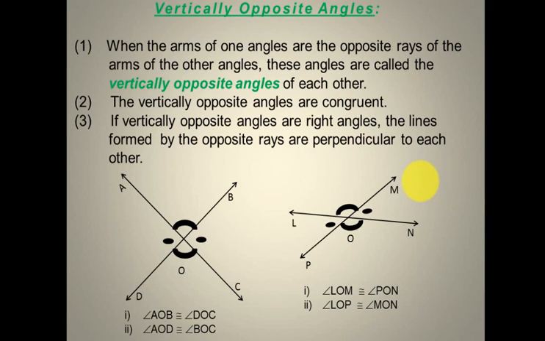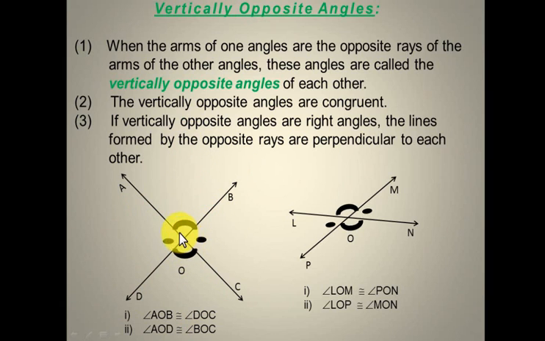Vertically opposite angles. When the arms of one angle are the opposite rays of the arms of another angle, these angles are called vertically opposite angles of each other. In this case, see, AOB's vertically opposite angle is what? DOC. They will be congruent. They will always be congruent. As it is a right angle, all angles are right angles. Hence, AOD is congruent to BOC. This is also a vertically opposite pair. So vertically opposite angles are always congruent.